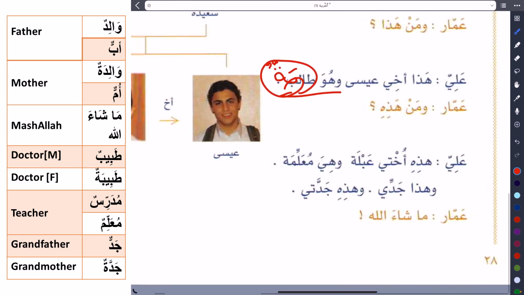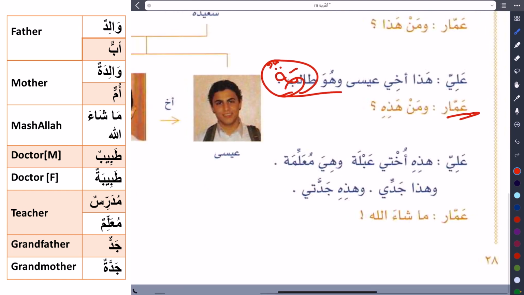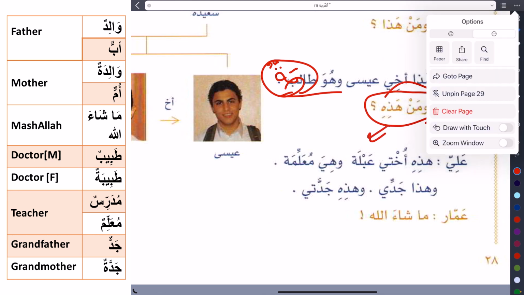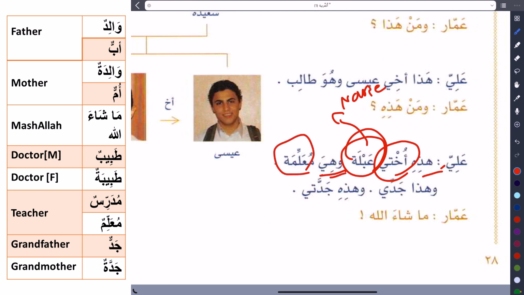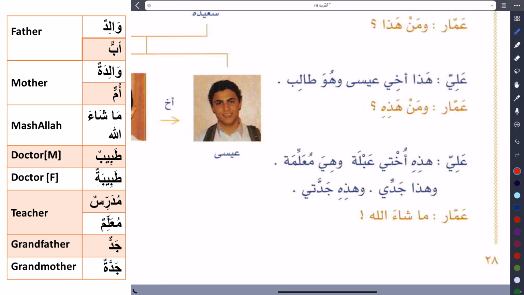طالبة. So, Ammar says, وَمَنْ هَذِهِ? And who is this for feminine? Ali says, هذه أختي. This is my sister. We said that. عبلة, that's a name. وهي معلمة. Let's take it.